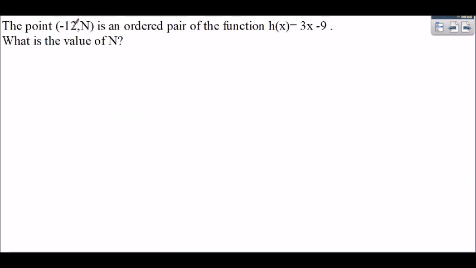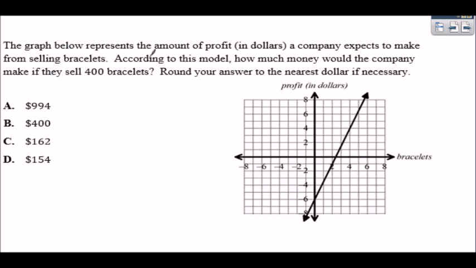The point -12n, and then this order function, what's the value of n? Let's plug those in and solve. All right, the graph below represents the amount of profit in dollars a company expects to make from selling bracelets. How much money will they make if they sell 400 bracelets?